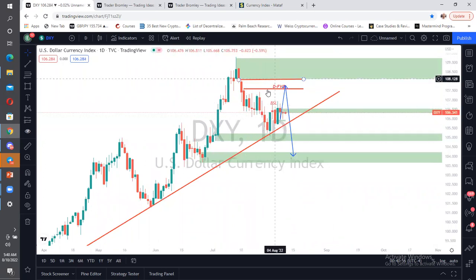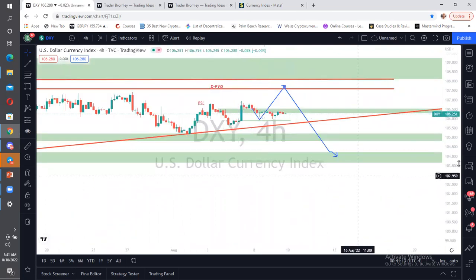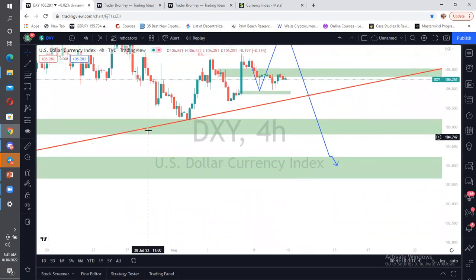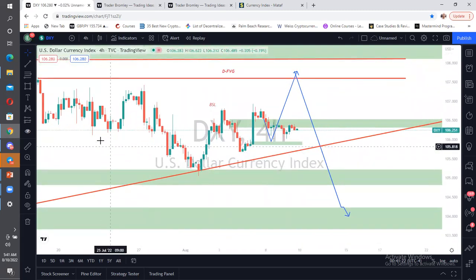All right, we want to see them come into this daily FVG before they start coming down. That is what we're expecting, but as you can see, this price has been trapped here for a very long time. For us, based on the chart, as you can see, we'll have this trendline liquidity, and we'll have this here.